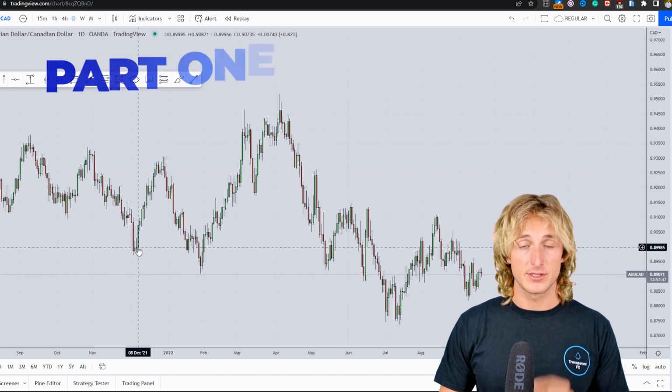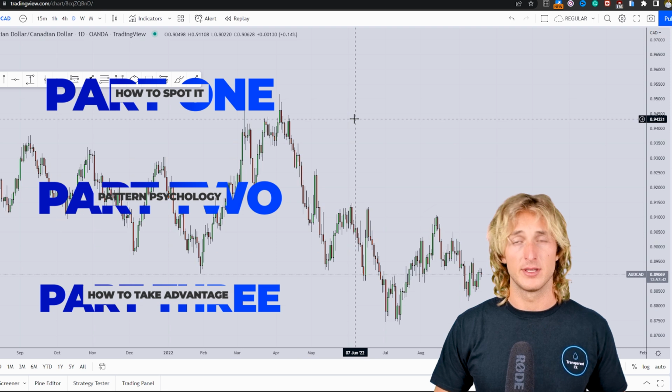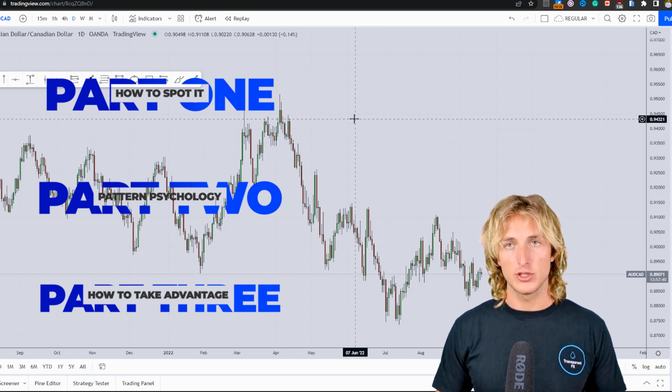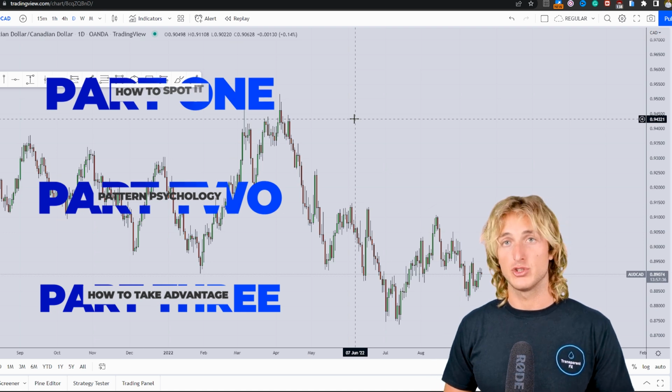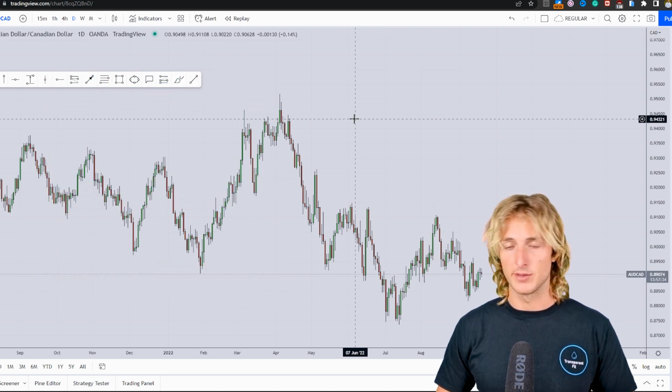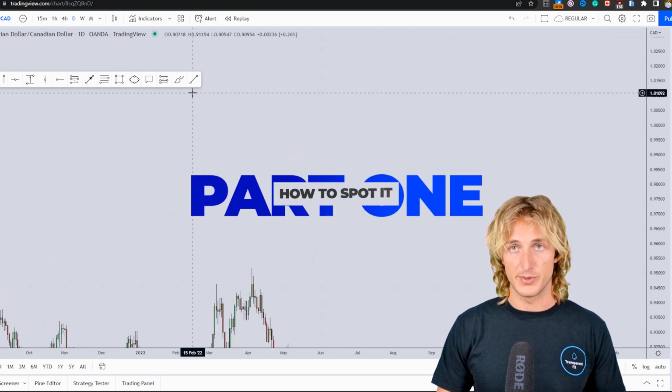Okay, so as a first thing, what we need to understand is what this pattern is and how to spot it. Then we will speak about the psychology of the pattern, and as the last step, we will speak about how we can potentially take advantage of this pattern. So let's first describe the pattern from an analytical perspective.